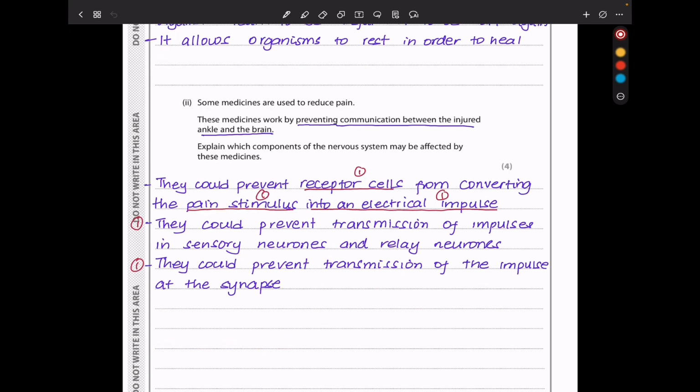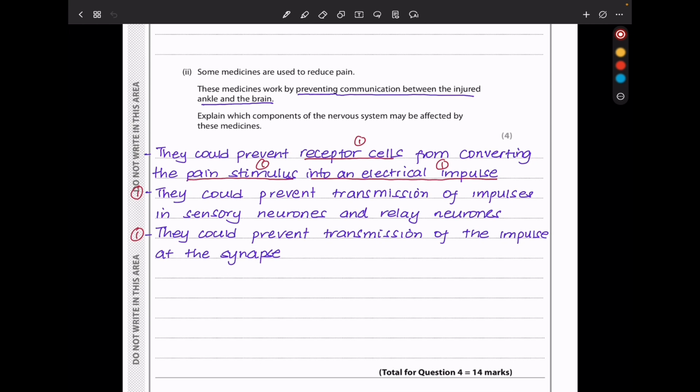Some medicines are used to reduce pain. These medicines work by preventing communication between the injured ankle and the brain. Explain which component of the nervous system may be affected by these medicines. Any part of the nervous system that prevents transfer of the impulse from the receptor to the central nervous system can prevent feeling pain. So it could be at the receptor, it could be through the sensory neuron, it could be at the synapse, and so on.